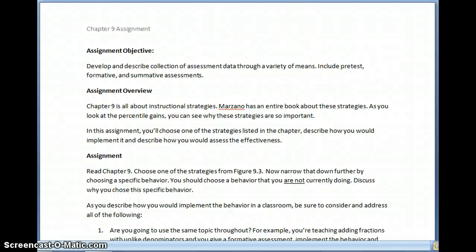Hi, this is the overview for Chapter 9 and Chapter 10. For this assignment, you're just going to pick one of these. You're not going to do both. So you're going to pick either Chapter 9 or Chapter 10. I'm going to go over both of them in this overview because they're very similar assignments.